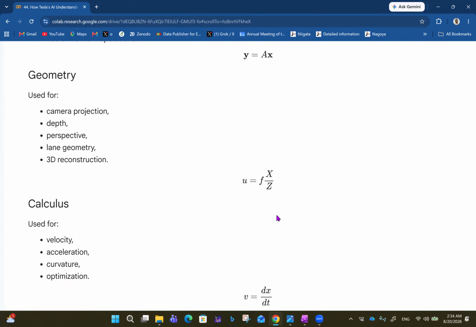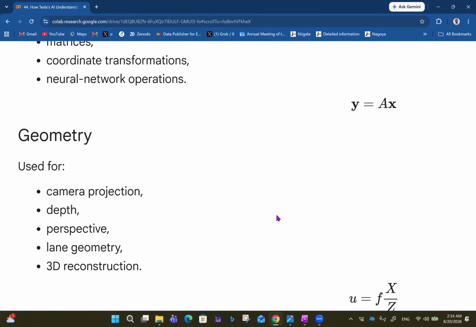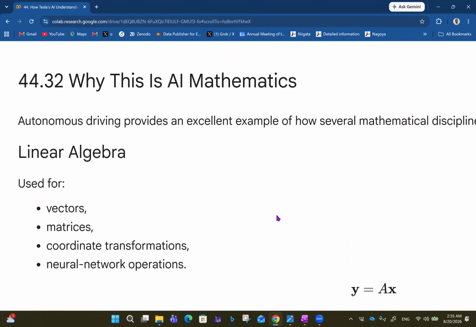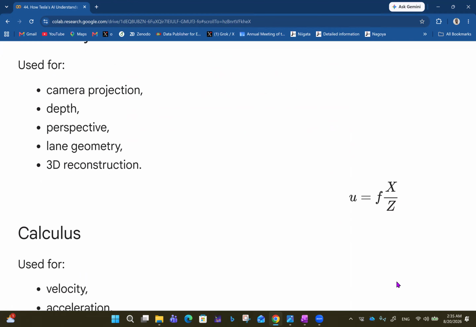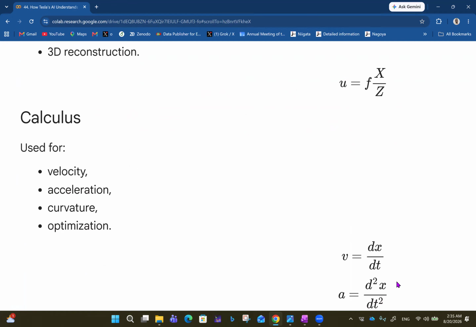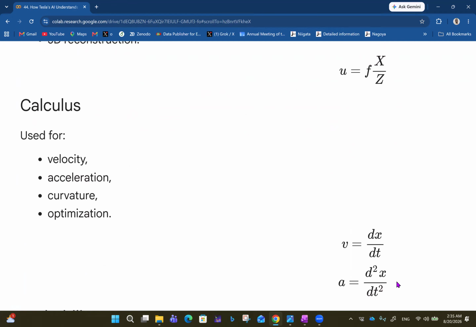Then you have geometry. This is used for camera projection, depth, perspective, lane geometry, and 3D reconstruction. So a popular formula there is u equals f times x over z, where f is the focal length. Then you have calculus, of course, always there, which is used for velocity, acceleration, curvature, and optimization.